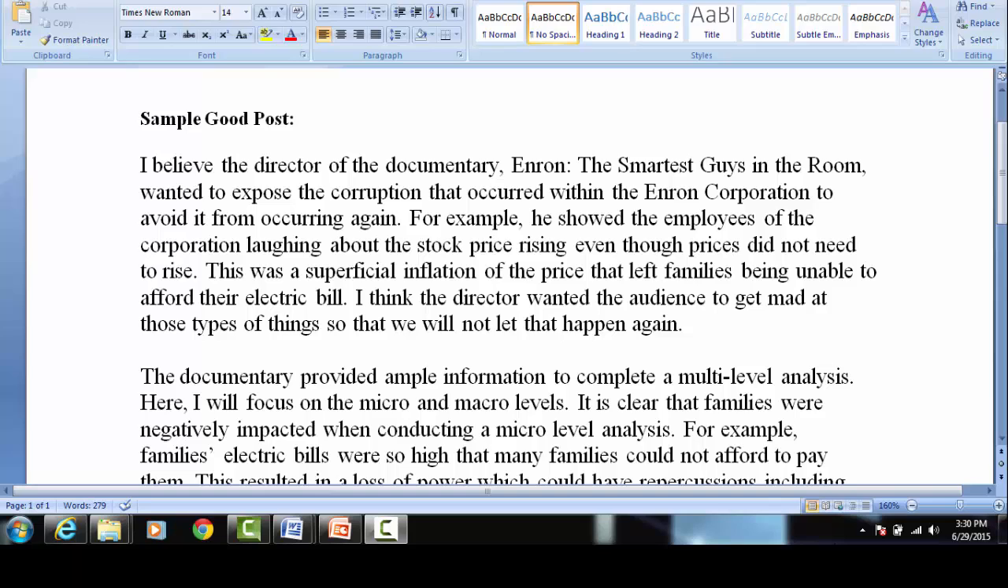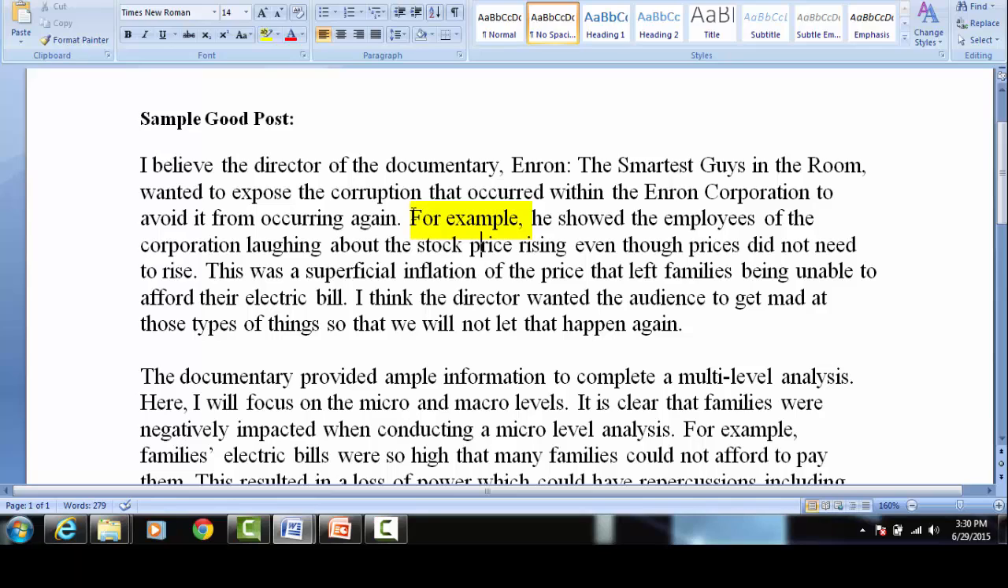First of all, the question begins with, what do you think the director of the documentary wants people to know? The good post begins with, I believe the director of the documentary wanted to expose the corruption within the Enron Corporation. The first sentence clearly answers the first question raised by the prompt and uses some of the same keywords. The student continues this pattern of response. The prompt states, what is one of the main points of the movie the director might want people to think about or share? The student then gives an example and uses the transition for example.